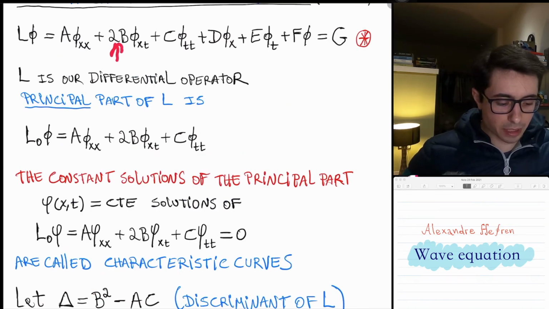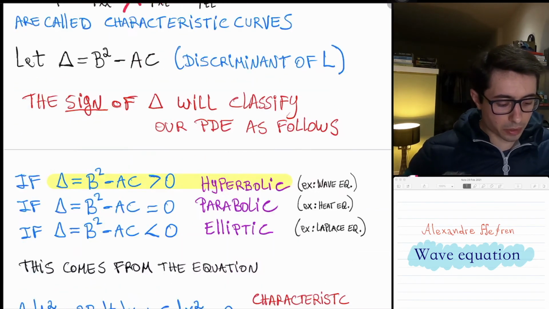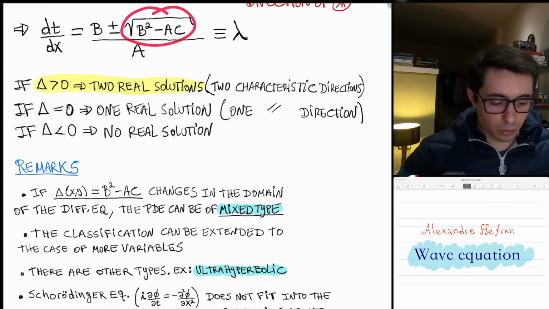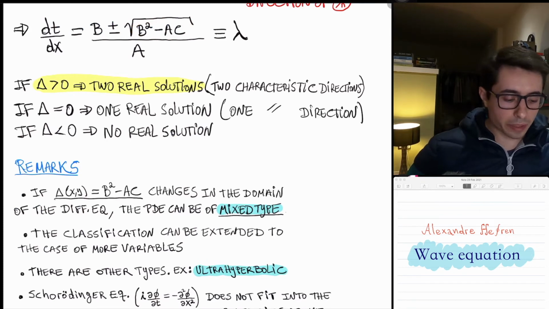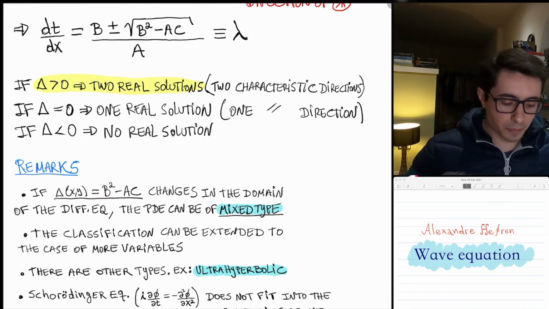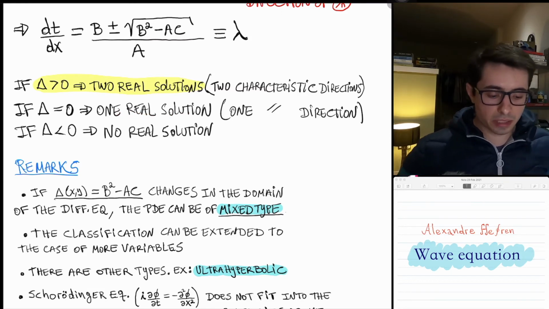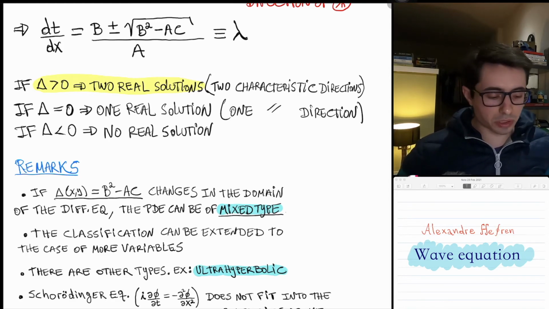But if I didn't start with a 2 here, just without 2, in that case we would have here 4ac. And then we know that if this delta here is positive, the square root will give us 2 real solutions, and then we call these 2 characteristic directions. If the delta is 0, we have just one solution, and then it's just one real direction. And instead, if the delta is actually less than 0, we have no real solution, so we say we don't have any real characteristic direction.